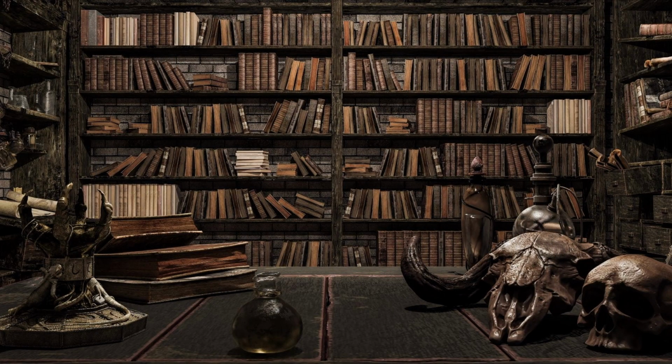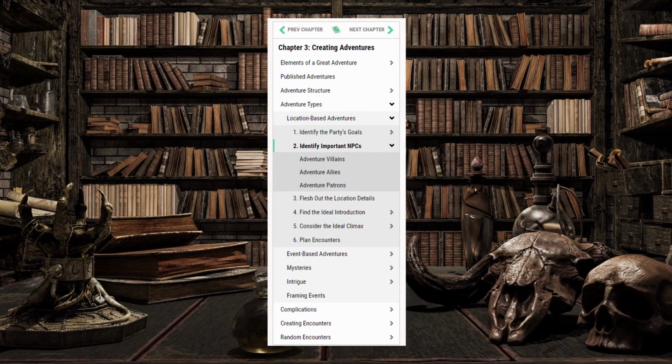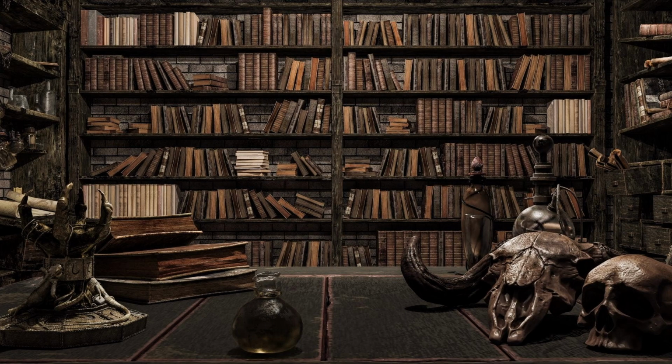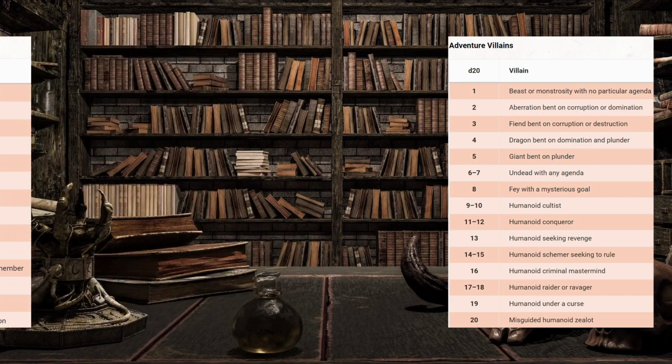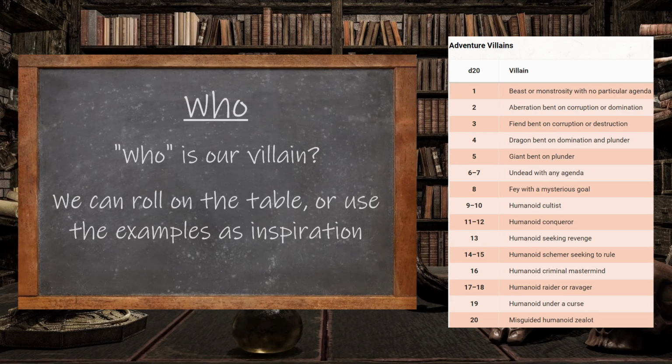Luckily for us, the DMG does give us some suggestions, tools, and tables to try and make this easier. In Chapter 3, under the section Identify Important NPCs, the DMG gives us various tables to help come up with an initial idea for the NPCs in our game, such as allies, patrons, and villains. This table is meant to answer the who question, and using it, we can either roll a d20 to determine who or what our villain is, or we can take inspiration from these ideas to create our own.